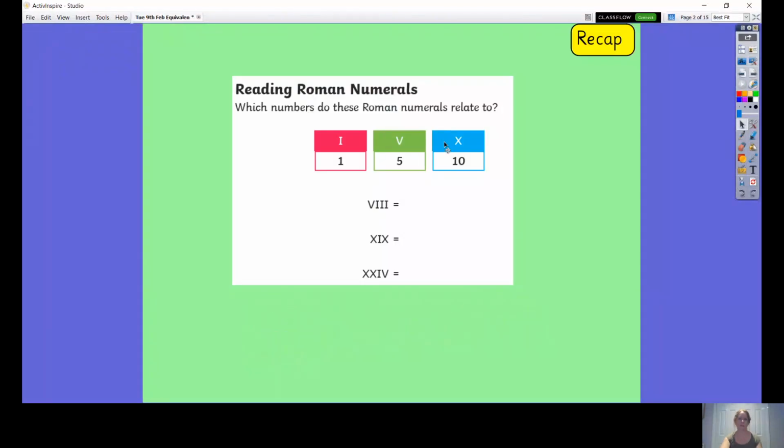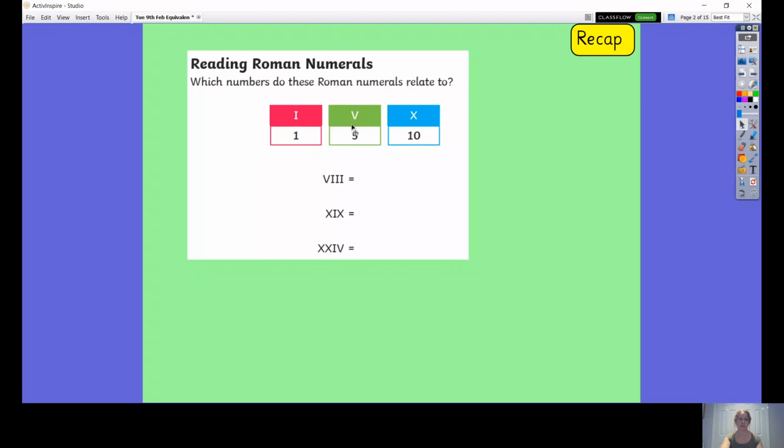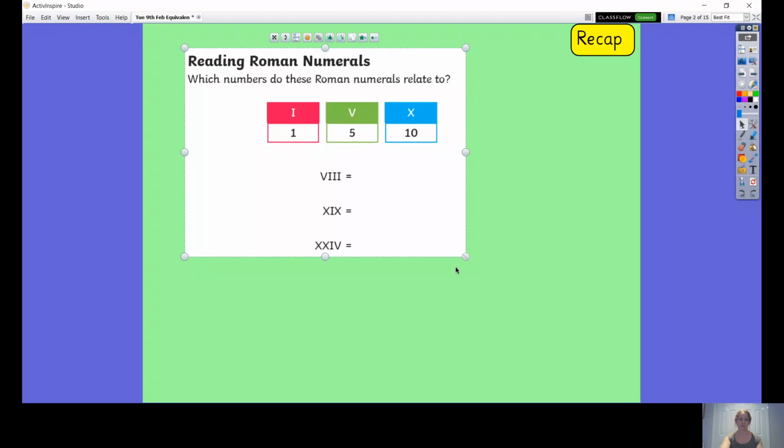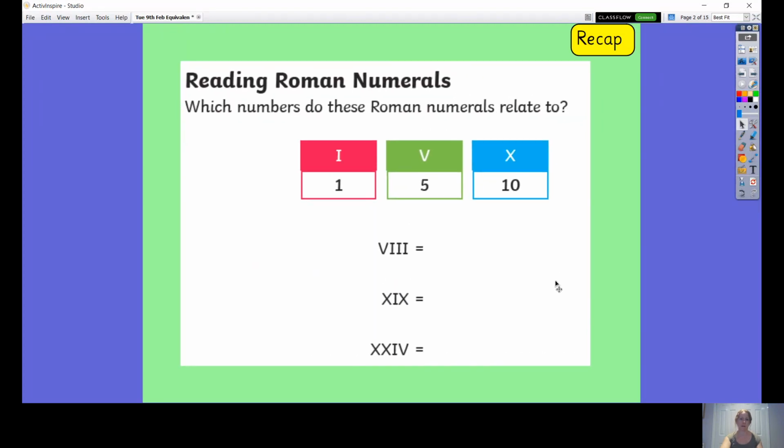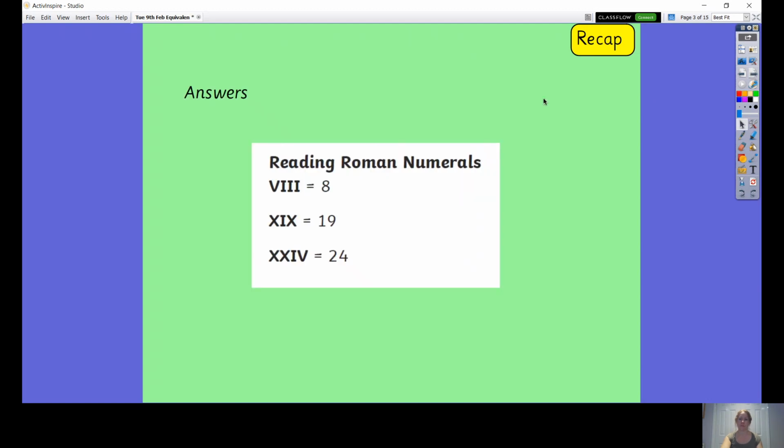Okay, so your warm up for today. Can you please make this a little bit bigger for you? Pause the video here, and can you have a go at working out these Roman numerals, please? Okay, so we can see here that the I is worth 1, the V is 5, and the X is 10. So I'm just going to move on to the next page to show you the answers.